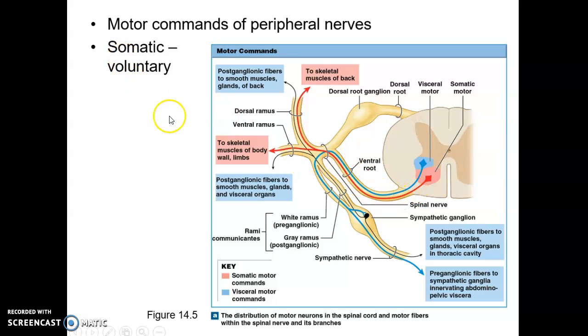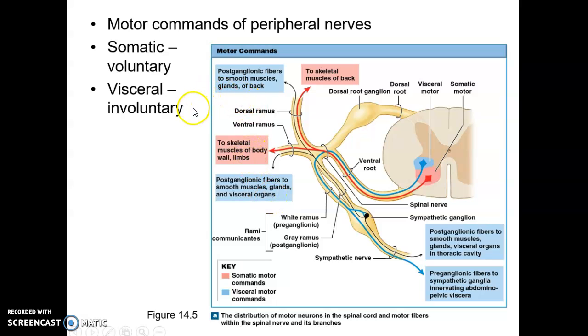So somatic voluntary. Think of your skeletal muscles. Okay, voluntary skeletal commands. That's color-coded here in pink or red. And notice skeletal muscles of the body wall and limbs. You know, you picture kitty cat. There you go. That's the motor command. Or you're going to keep your skeletal muscles nice and contracted or erect if you're sitting straight up in your chair. Skeletal muscles to the back. Right here in pink. Somatic muscle commands, voluntary. That's just showing you the pathway. Okay? Ventral rami, dorsal rami.